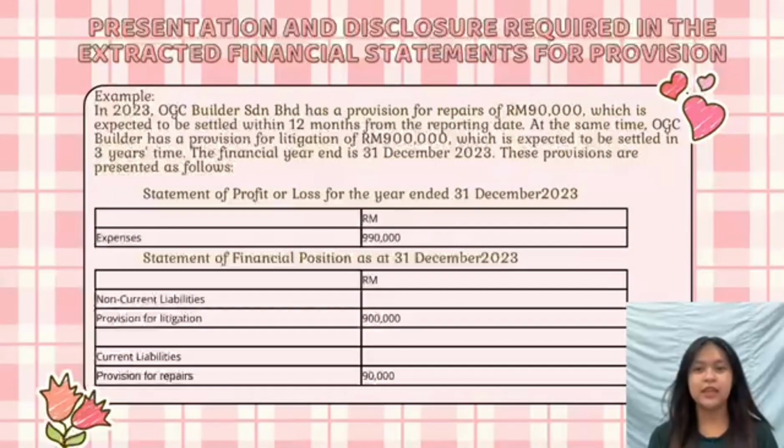For example, in 2023, OGC Builder Sdn Bhd has a provision for repair of 90,000 ringgit, which is expected to be settled within 12 months from the reporting date. At the same time, OGC Builder has a provision for litigation of 900,000 ringgit, which is expected to be settled in 3 years' time. The financial year end is 31st December 2023.